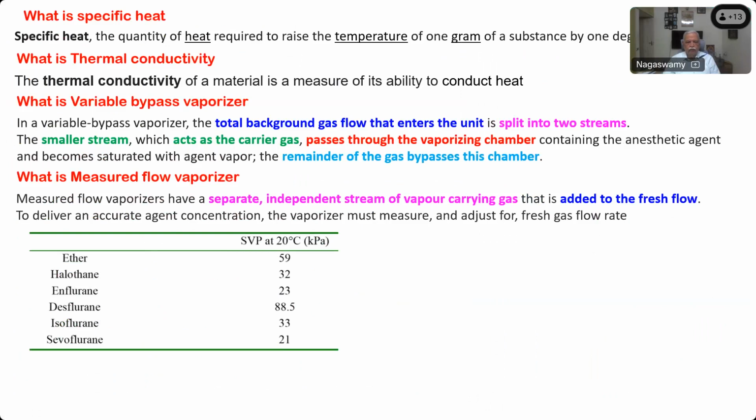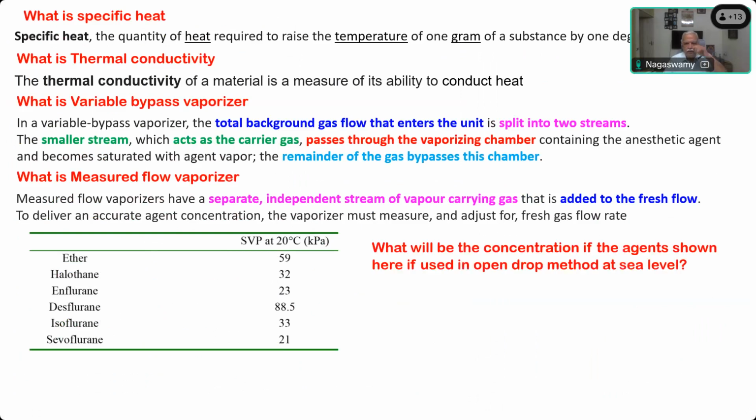Now I am showing the saturated vapor pressure at 20 degrees of some agents, starting from the old agent ether, halothane, fluorine, desflurane. The question is, what will be the concentration if these agents shown here are used as an open drop method at sea level? Already I have told you the formula to calculate the concentration.